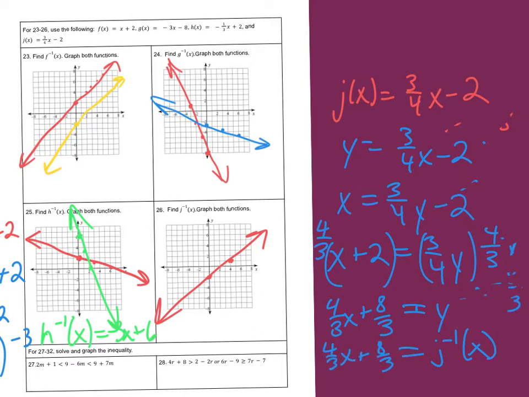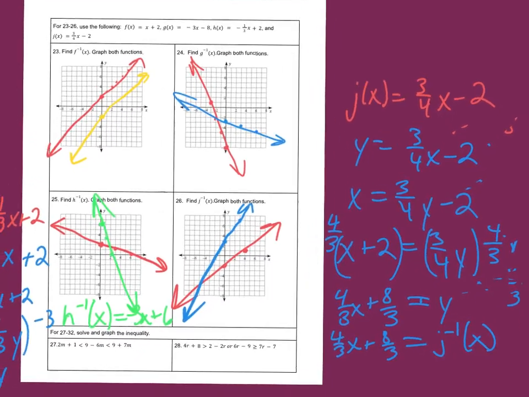Which again, 8/3 was pretty close to 3. And then up 4 over 3. I did that wrong, hold on. Up 4 over 3, there we go. Okay, and it looks like that. And that's it for those inverses.